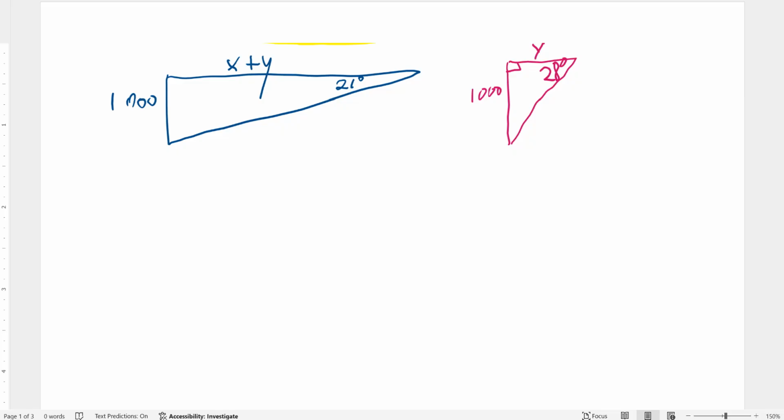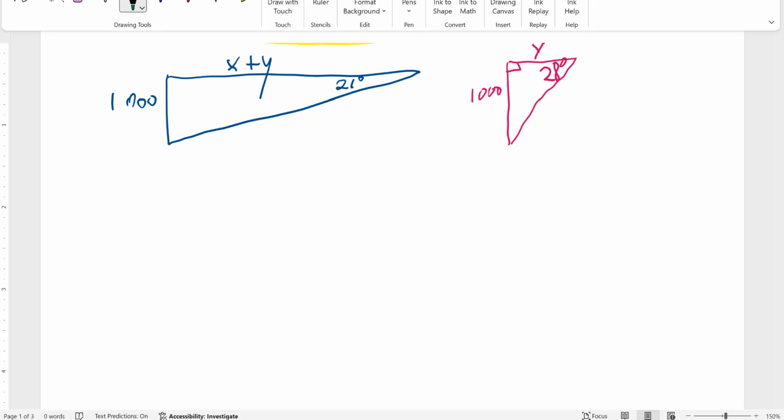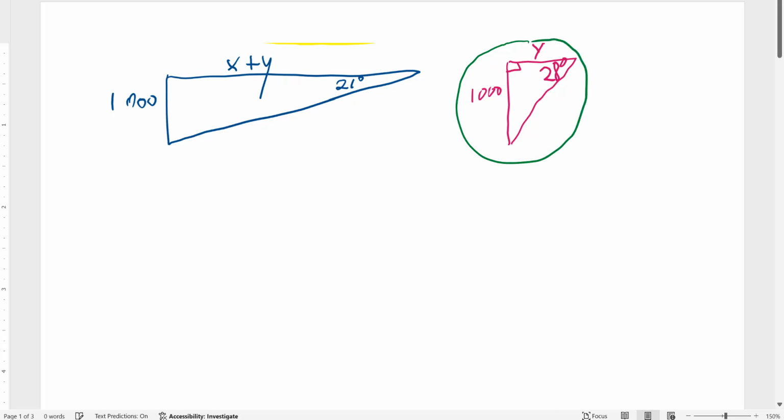So let's get started with the solution. We're going to start with this triangle right here. For that triangle, according to SOHCAHTOA, that is the opposite, that is the adjacent. So tangent of 28 degrees equals opposite over adjacent.